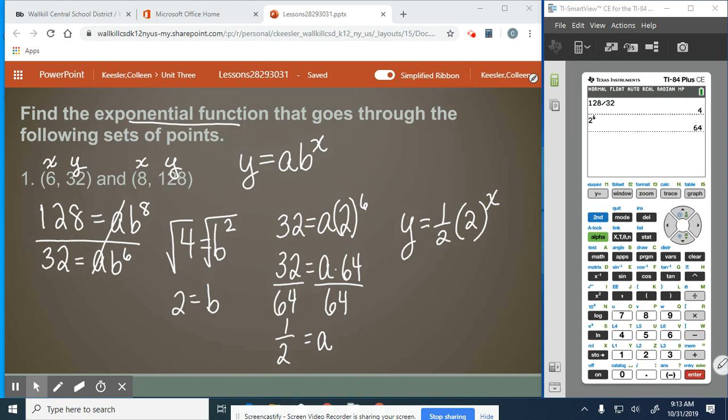Okay, and if I pulled up my table there, I could quickly make sure that I did that correctly by doing 0.5 times 2 to the x, pull up my table, and look for those two coordinates. So (6, 32) and (8, 128) should be here. And look, there's our (6, 32) and our (8, 128) right in the table there. So we know we did it correctly.